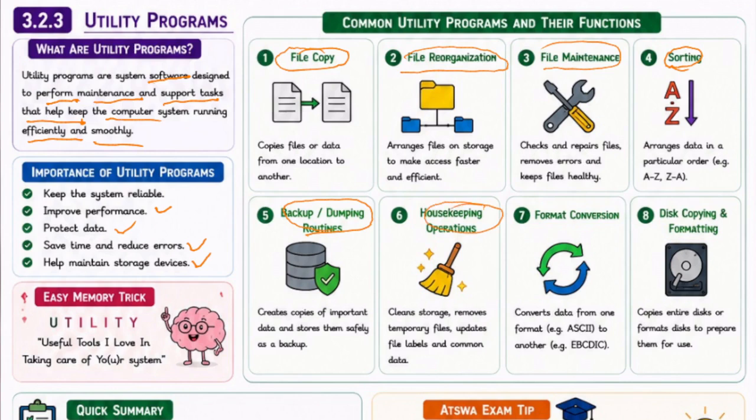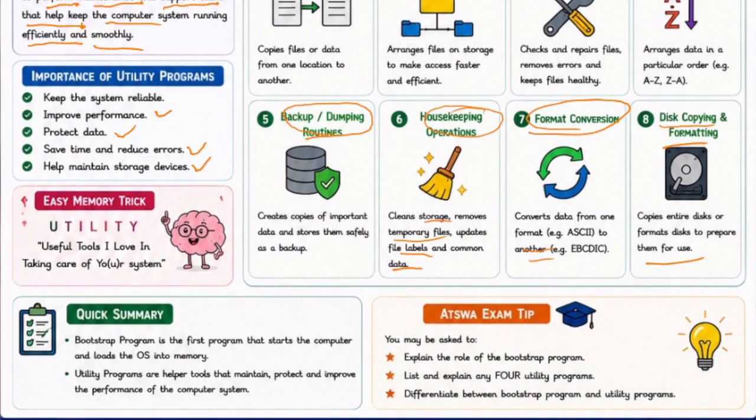Housekeeping operations means clean storage, remove temporary files, update file labels, and common data. That is a housekeeping operation, and it is being done by what utility programs? Format conversion, convert data from one format to another, is being done by what utility program? Copying and formatting, which copies entire disks or formats disks to prepare them for use, is being done by utility programs. So that is for utility programs.